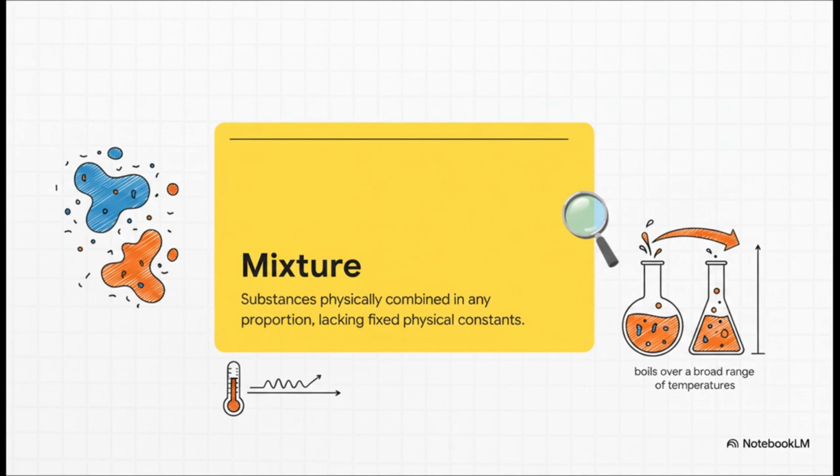Unlike compounds, they can exist in absolutely any variable proportion. There's no fixed recipe here. And because they're impure in a strict chemical sense, mixtures completely lack those sharp, definite melting or boiling points we talked about earlier. Instead, they boil or melt over a really broad range of temperatures.